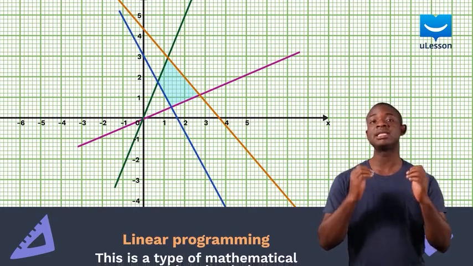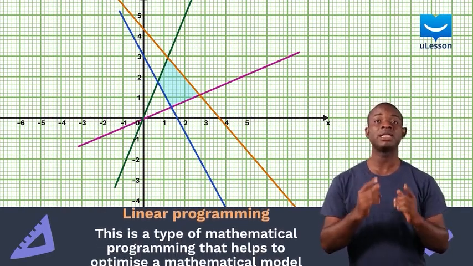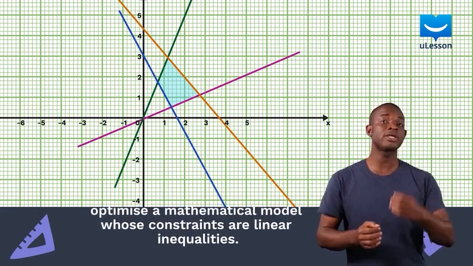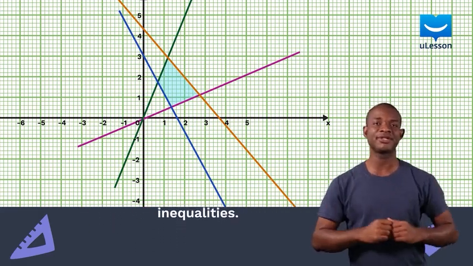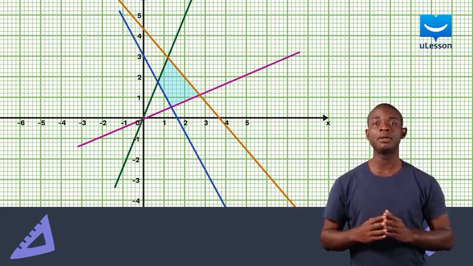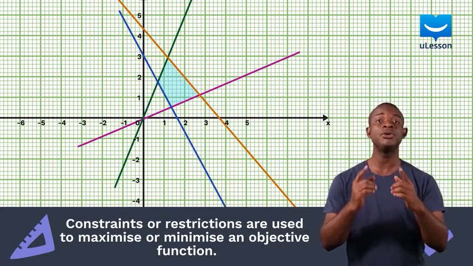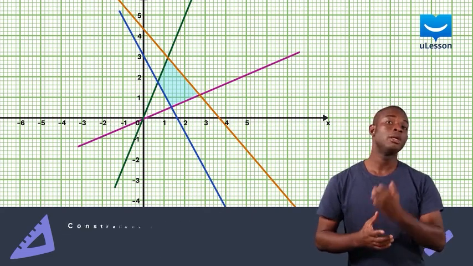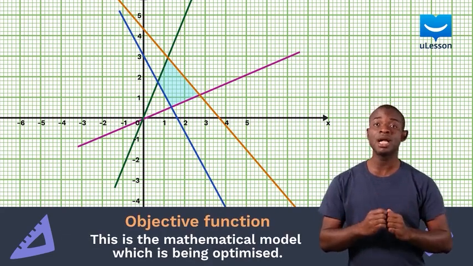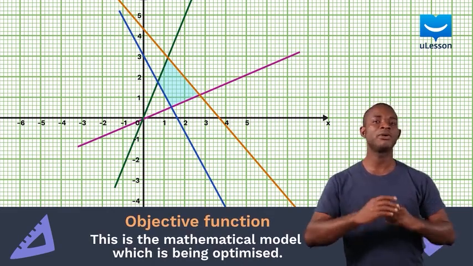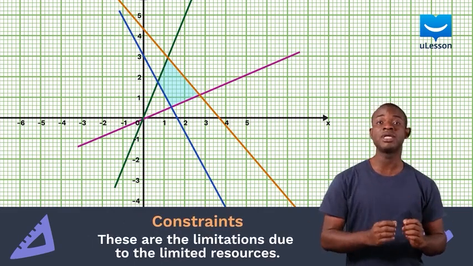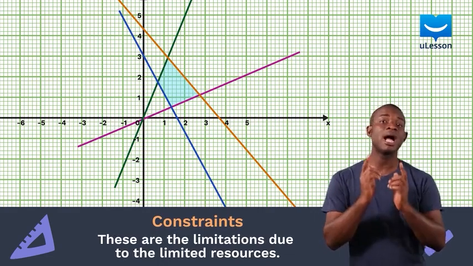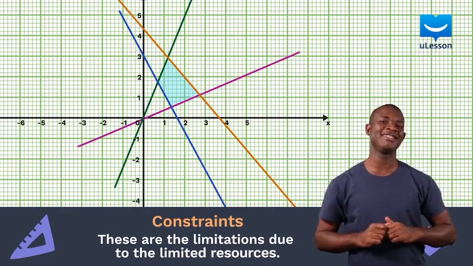Linear programming is a type of mathematical programming that helps to optimize a mathematical design or model whose constraints or requirements are linear inequalities. In linear programming, constraints or restrictions are used to maximize or minimize an objective function. The objective function is the mathematical model or equation which is being optimized, while the constraints are the limitations or restrictions due to the limited resources, and they are usually written as inequalities.